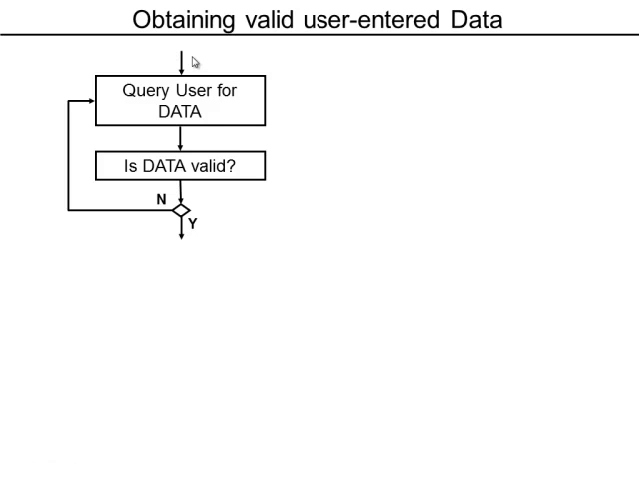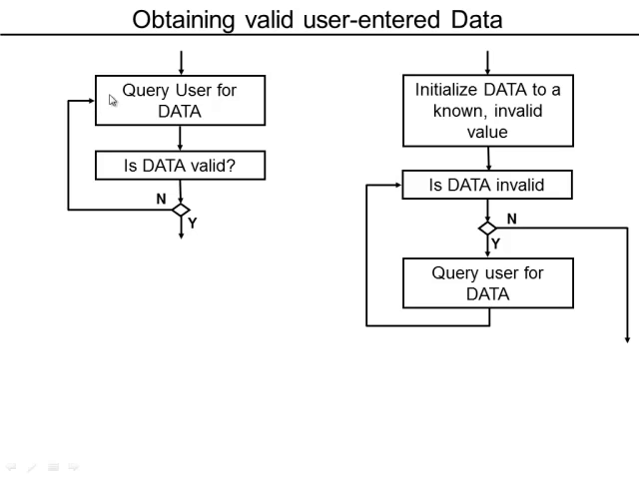So one way to think of that flowchart is query the user for data. If the data is valid, move on to the next part of the program down here. If it's not valid, go back and ask again. We can do this a little differently. We can initialize the data to a known invalid value, then ask, is the data invalid? If it's not invalid, it must be valid. Then we exit and move on. If it is invalid, we can query the user for data and check if it's valid.